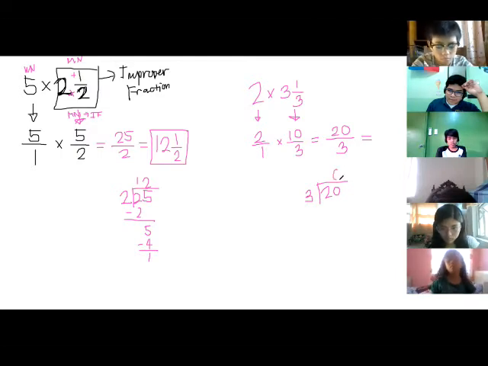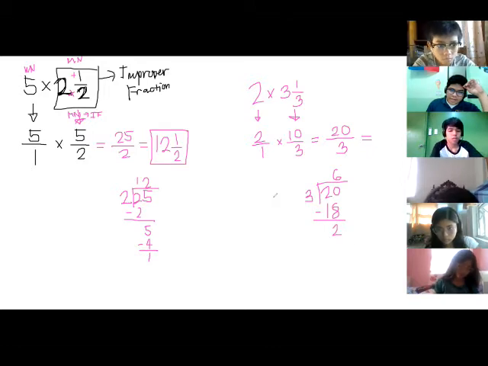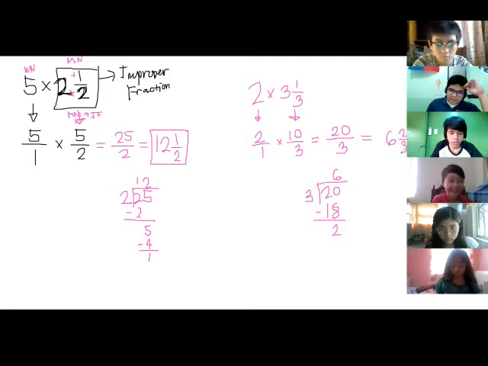Okay, so this is 6. This is 18. This is 2. And then final answer. Final answer is 6 and 2 thirds.